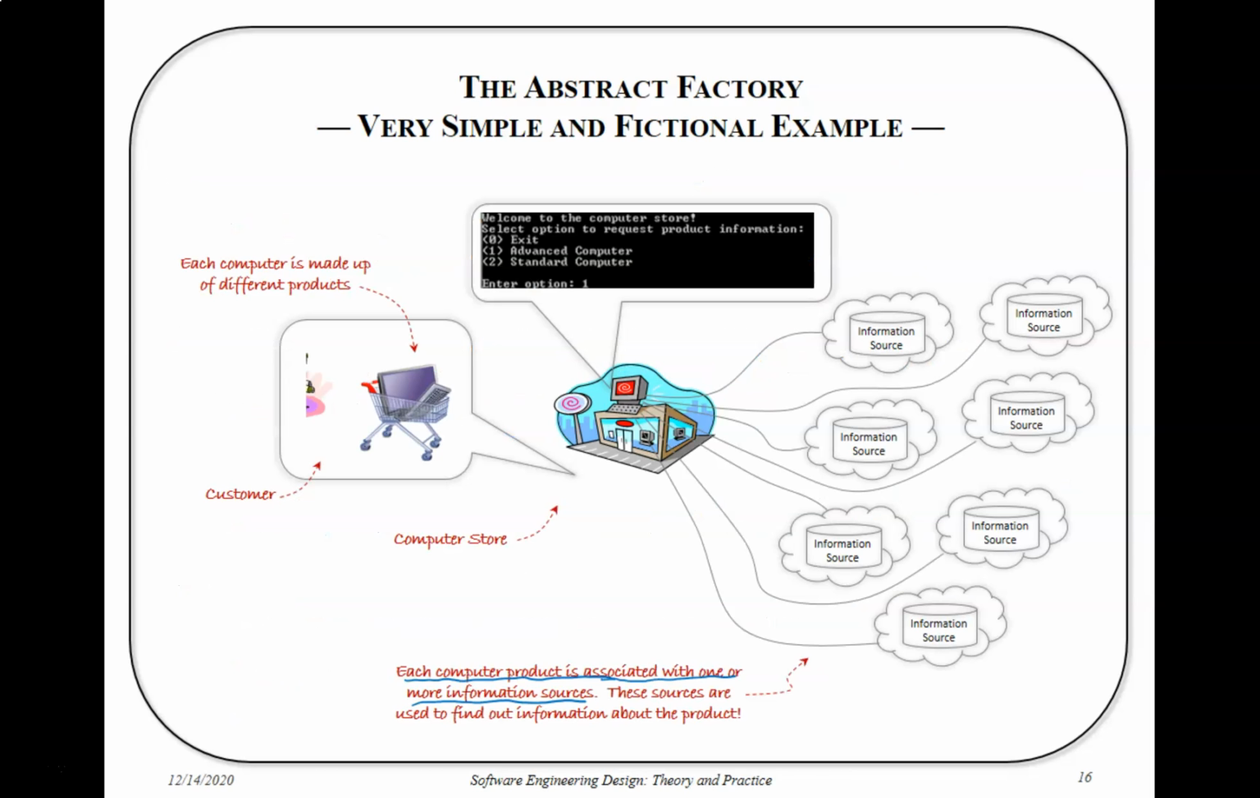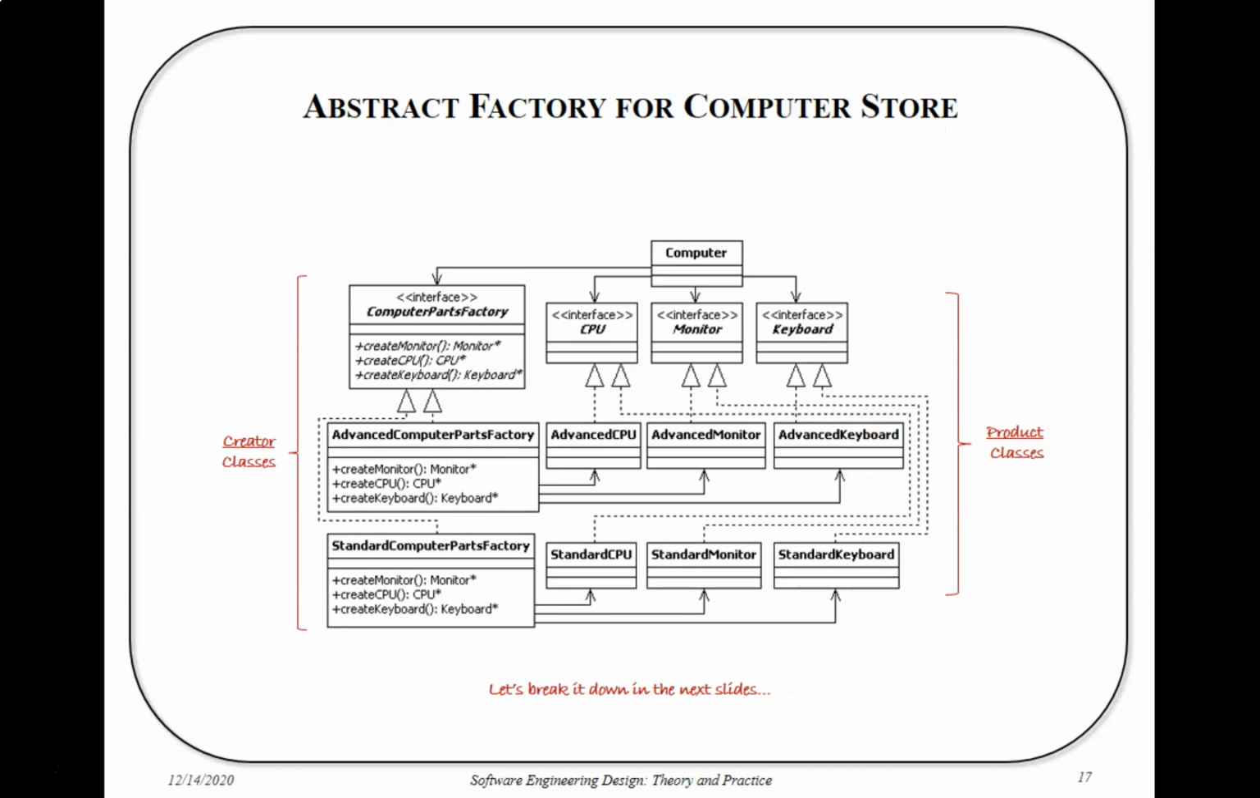Okay. So this is the illustration of the main program for this example. In the main program, the user can select advanced computer or standard computer, or select to exit. When they select advanced computer, the concrete object will find its associated sources. Each computer product is associated with one or more information sources. So it's different sources, so it will be a different implementation.